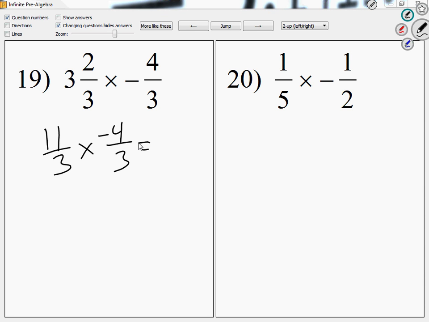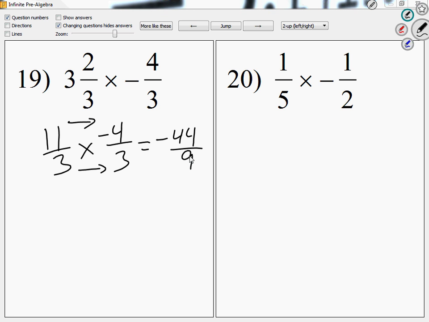Simplify if you can. But it has to be a number from the top, a number from the bottom. It doesn't matter where they come from, same fraction or different fraction. Just make sure it's a number from the top, a number from the bottom. In this case, we cannot. So I'm just going to multiply straight across. For multiplication, just multiply straight across. So on the top I have negative 44. At the bottom I have 9.